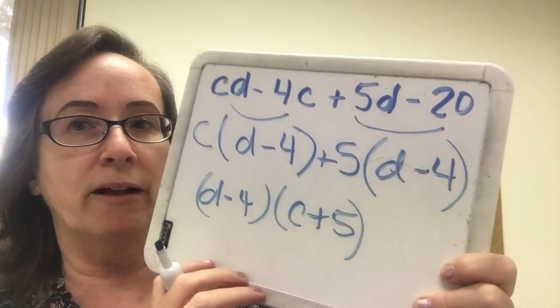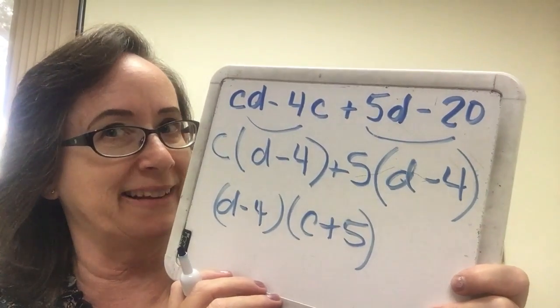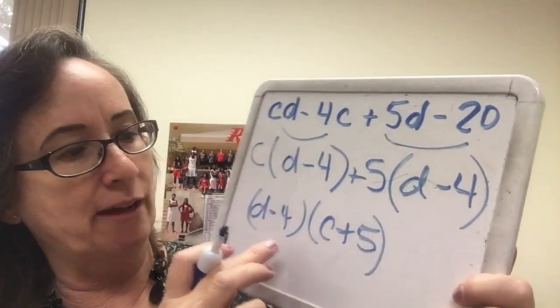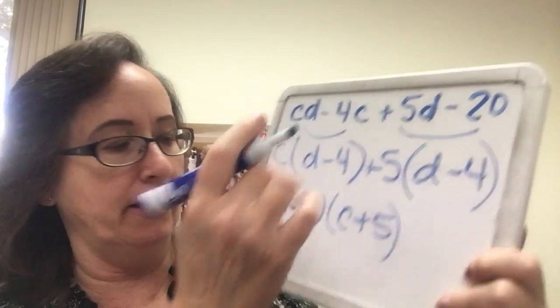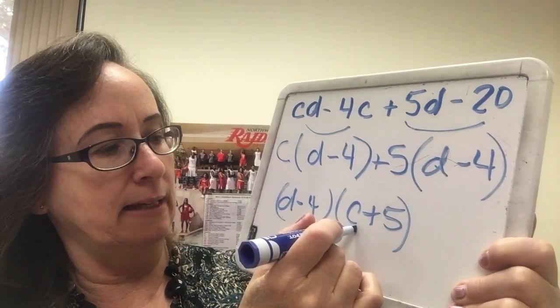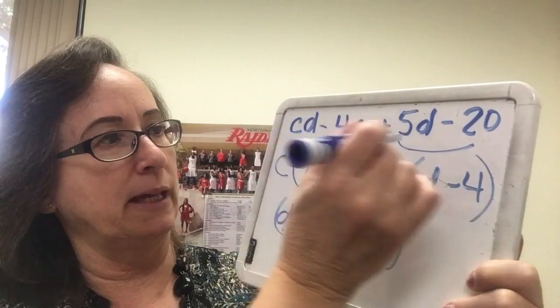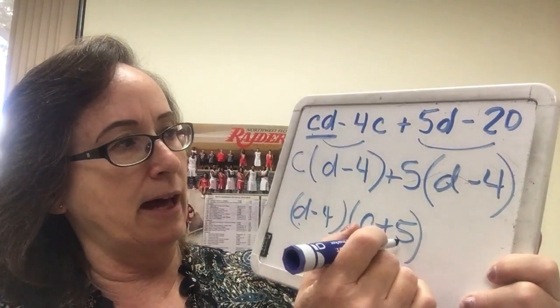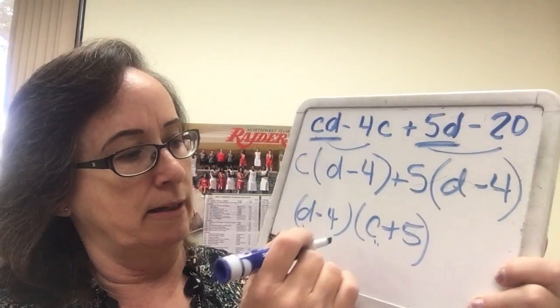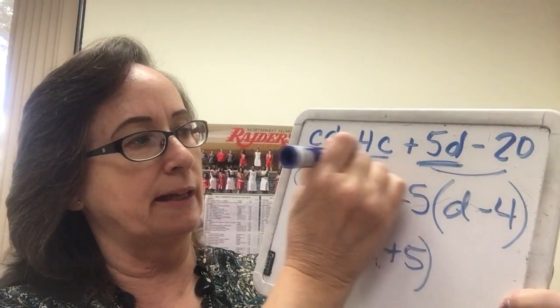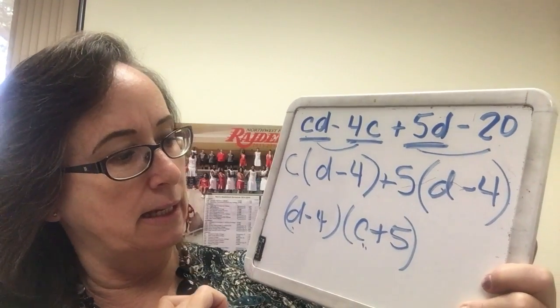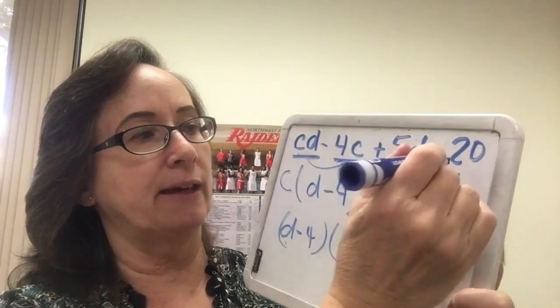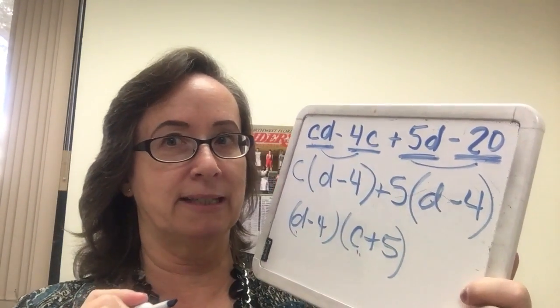Now, I should be FOILing these together to check. When I FOIL this together, do I get back here? D times C, my first, gives me D times C. D times 5 gives me a 5D. C times -4 gives me a -4C. And -4 times 5 gives me a -20. So it does FOIL back to check.